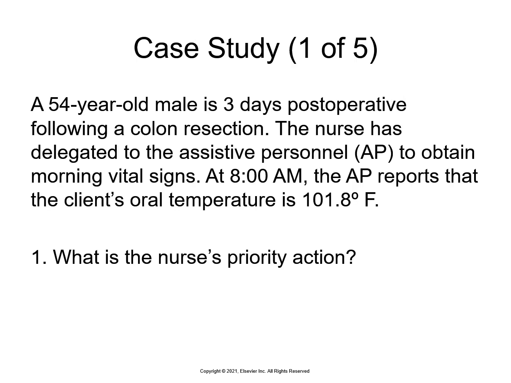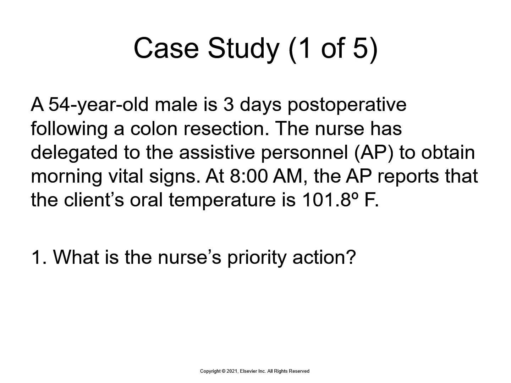So let's actually look at a patient who has a problem. You have a 54-year-old male, 3 days post-operative following a colon resection. You have delegated to the assistive personnel, the AP, to obtain morning vital signs. At 8 a.m., the AP reports that the client's oral temperature is 101.8 degrees Fahrenheit. What is the nurse's priority action?